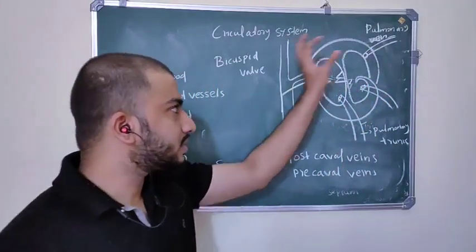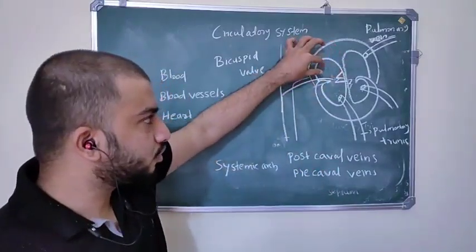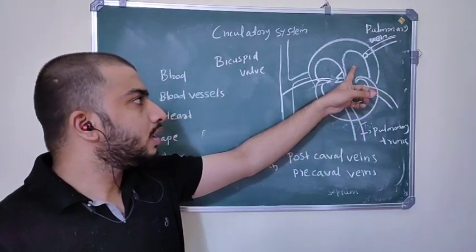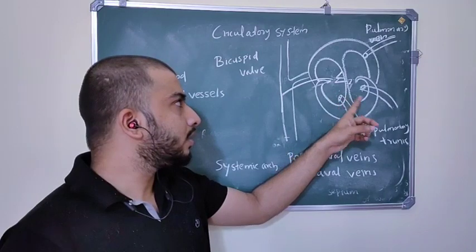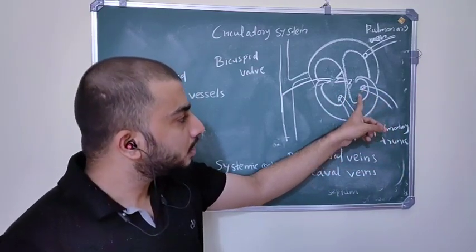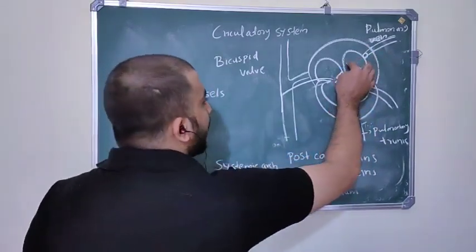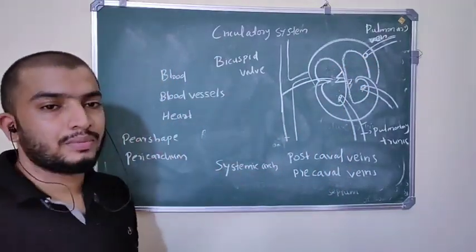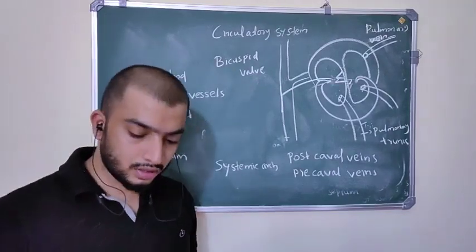So these are the blood vessels connected with the rabbit heart. Postcaval veins and precaval veins are connected to the right auricle, and the pulmonary trunk is connected with the right ventricle. The systemic arch is connected to the left ventricle, and the pulmonary vein is connected to the left auricle. So, clear about the structure of the rabbit heart? Okay, next class we will discuss the nervous system of the rabbit.